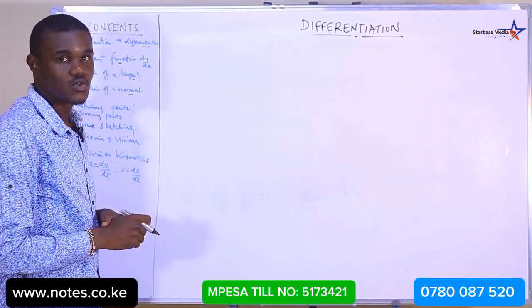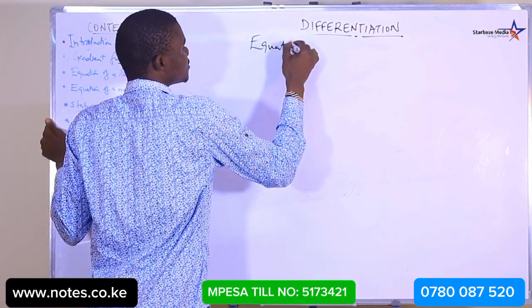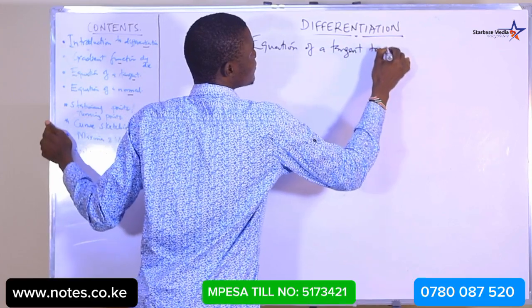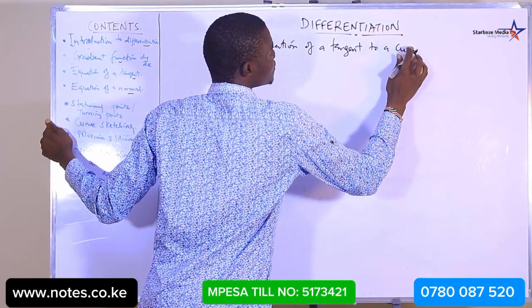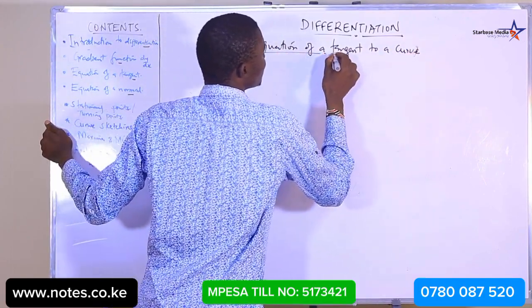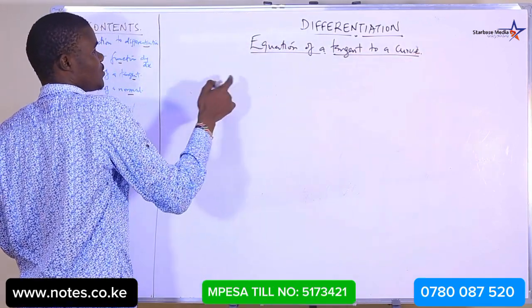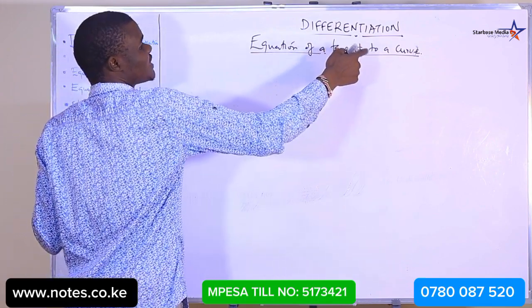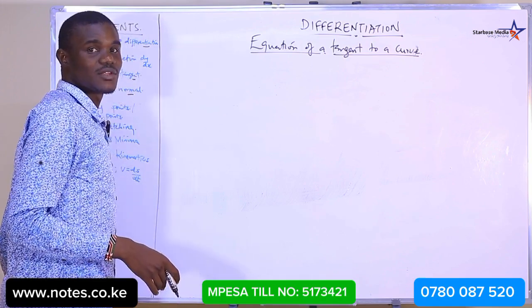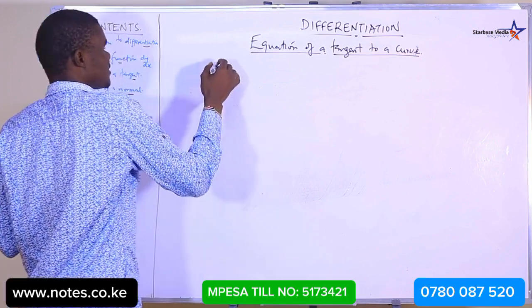So let us proceed to equations of a tangent to a curve. Now, class, this is what we mean. When we want to get the equation of a tangent to a curve, you already know how to get the equations of lines, and you can refer to our video in the link if you don't understand. This is what a tangent means.